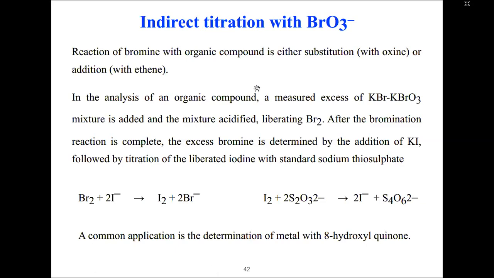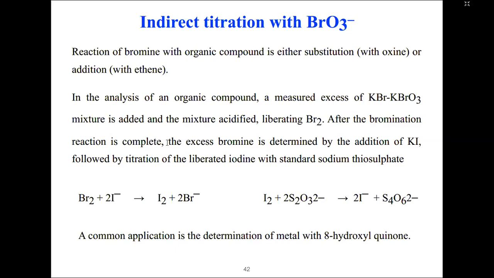In the analysis of the organic compound, a measured excess of KBr and KBrO3 is added. So KBr is the source of Br- and KBrO3 is the source of BrO3-. So that means you are adding both Br- and BrO3-, both of them, to produce Br2. So you produce a known amount of Br2. After that, you conduct bromination either as substitution or addition.